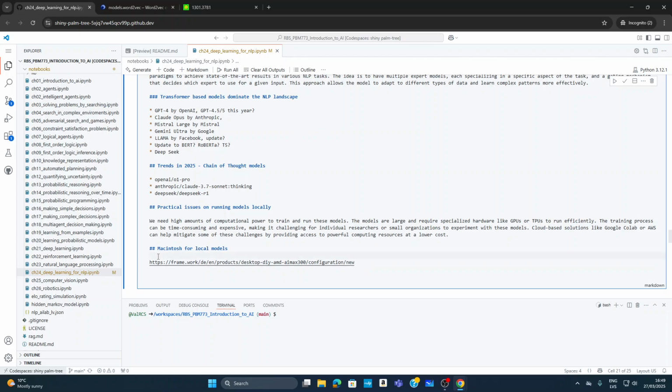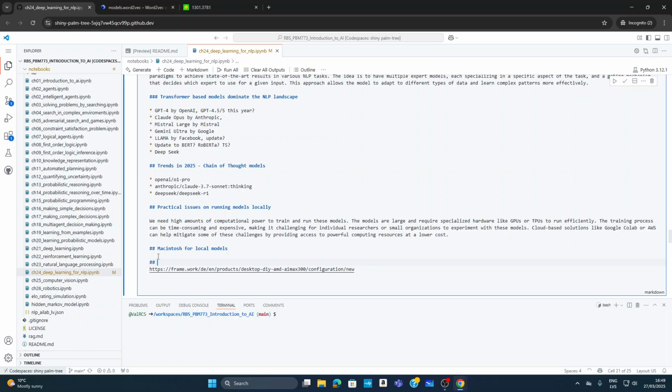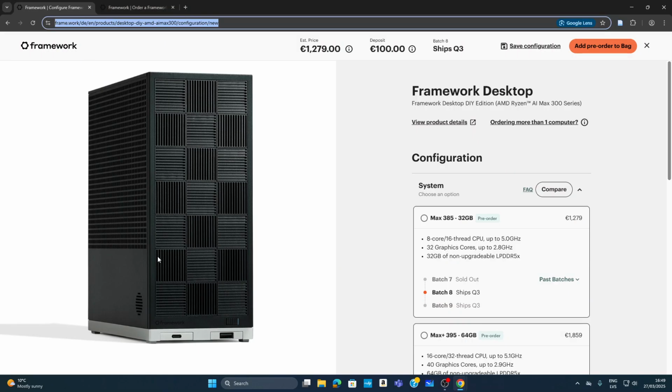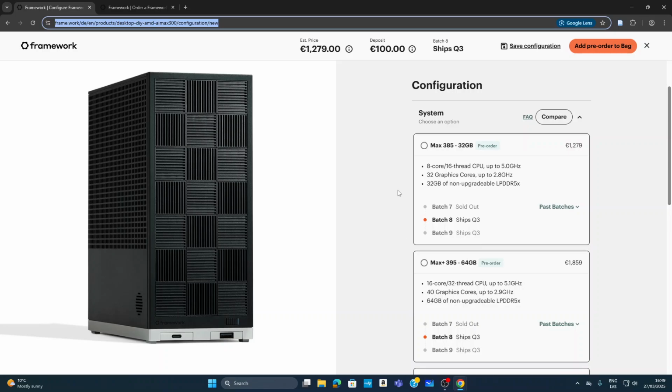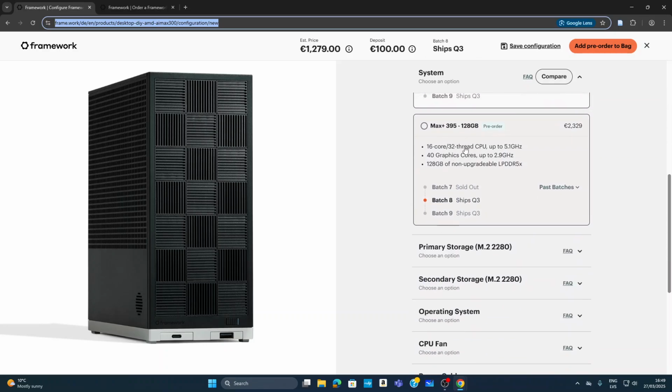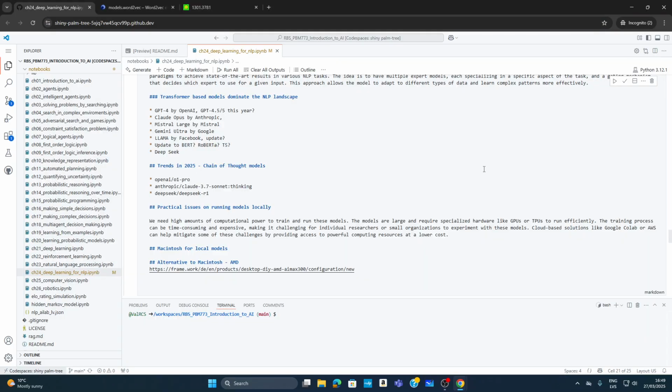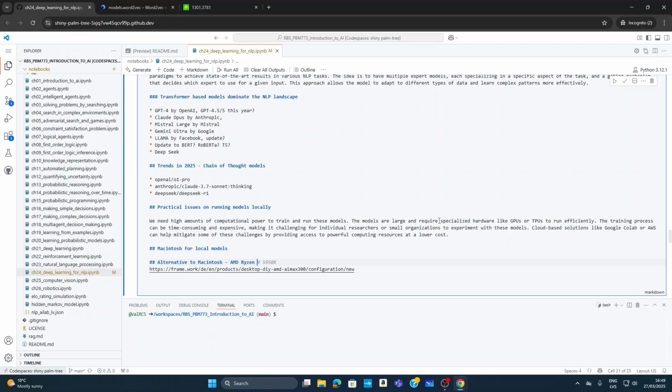Horizon, an alternative to Macintosh, AMD, the stupid name. It's called Ryzen, because Ryzen, of course, is CPU in general. Some of you may be running Ryzen CPUs, but this is the Ryzen Max Plus 395. Bad name, good shared CPU, GPU architecture.